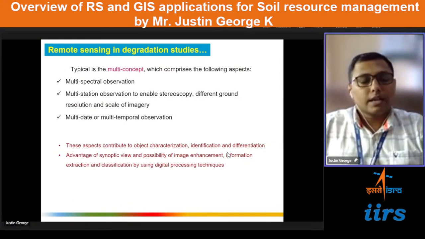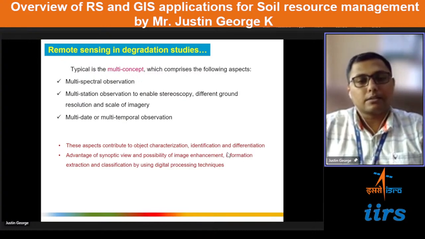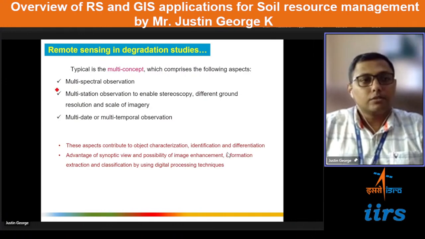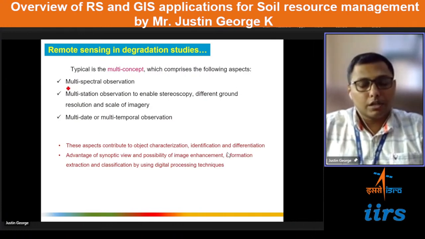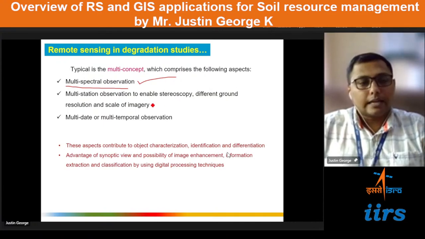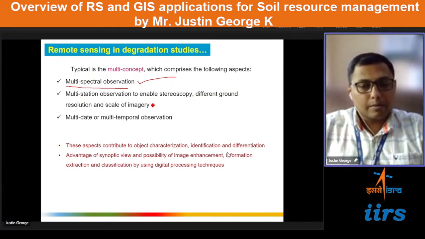So why has remote sensing widely been used in degradation studies? It is mainly because of something which is referred to as multi-concept, which mainly comprises the following aspects: remote sensing gives an opportunity to observe a particular region or area using different spectra or different wavelengths. That is nothing but the multispectral observation. Then the second thing is the multi-station. The same area can be observed from different locations or different angles, ultimately helping in the generation of stereoscopy, and different image scales can also be obtained.